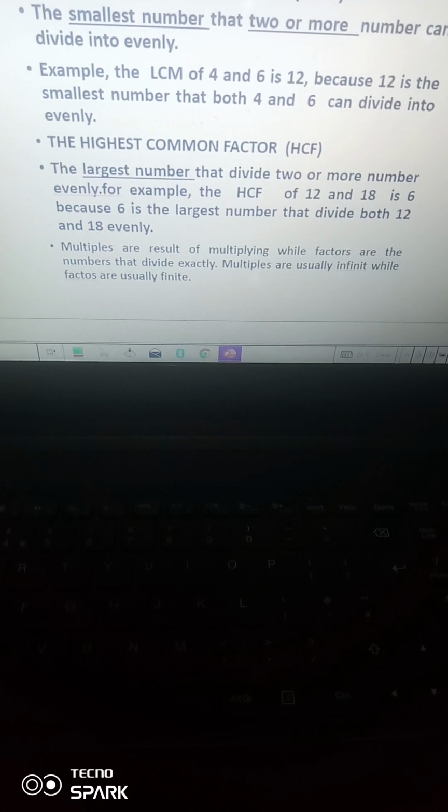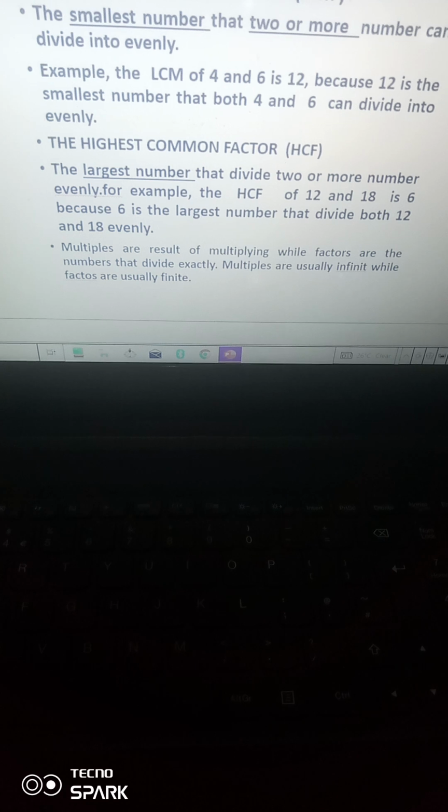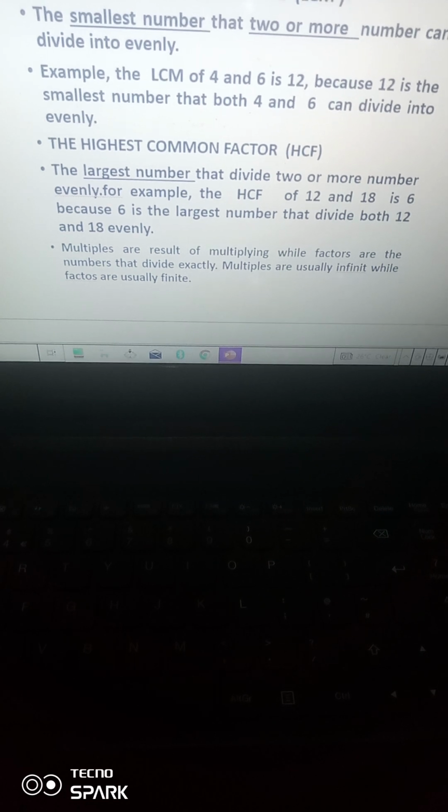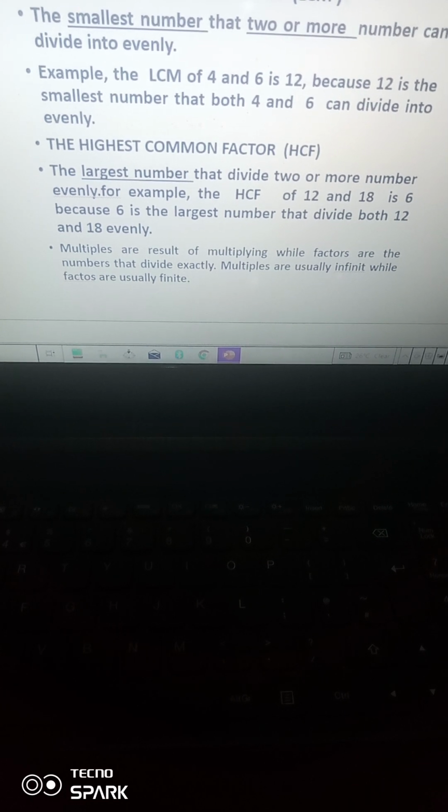Now we are going to talk about the least common multiple and the highest common factor.